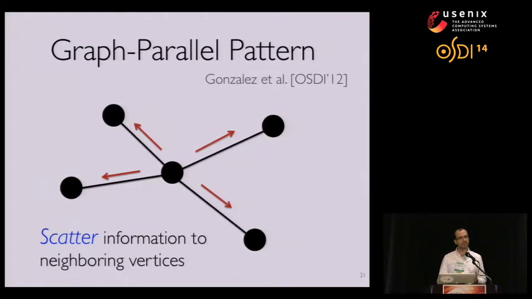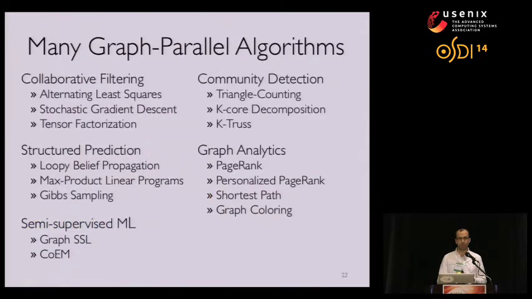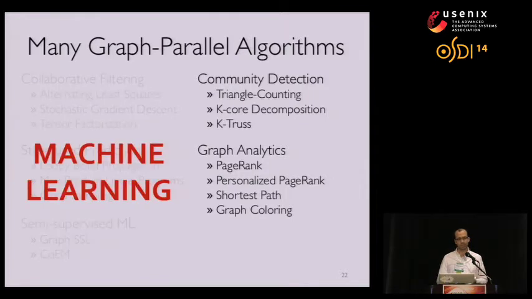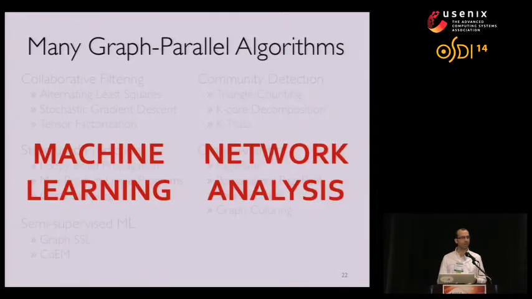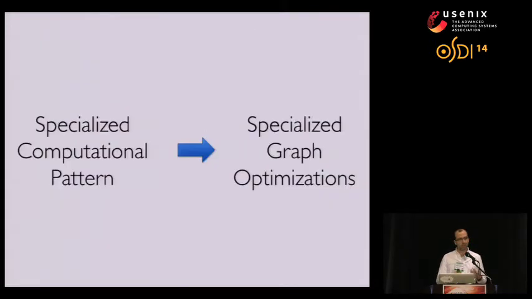Now, what's amazing is that this very simple representation of computation on a graph actually embodies a wide number of important algorithms. Algorithms in collaborative filtering, structure prediction, semi-supervised machine learning, community detection, and graph analytics, or more broadly, in machine learning and network analysis. So two important categories in modern analytics. Now, what we want to ask is, what can the graph processing systems learn from this special computational pattern, and how do they build special optimizations that exploit that pattern?